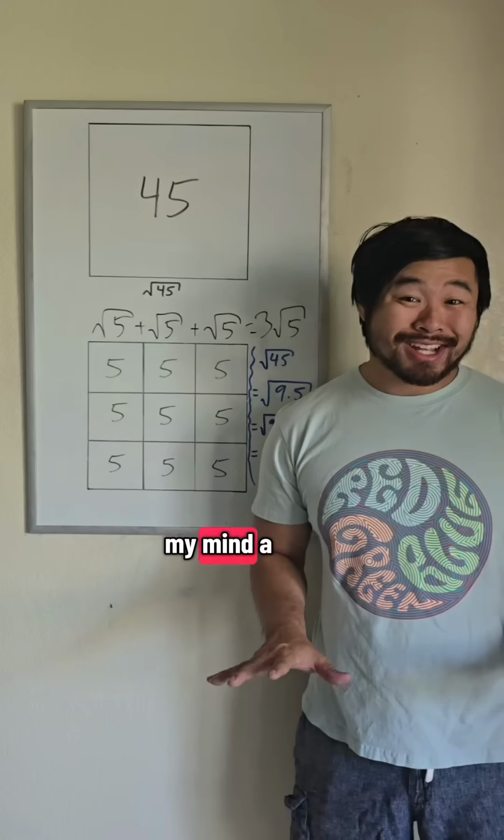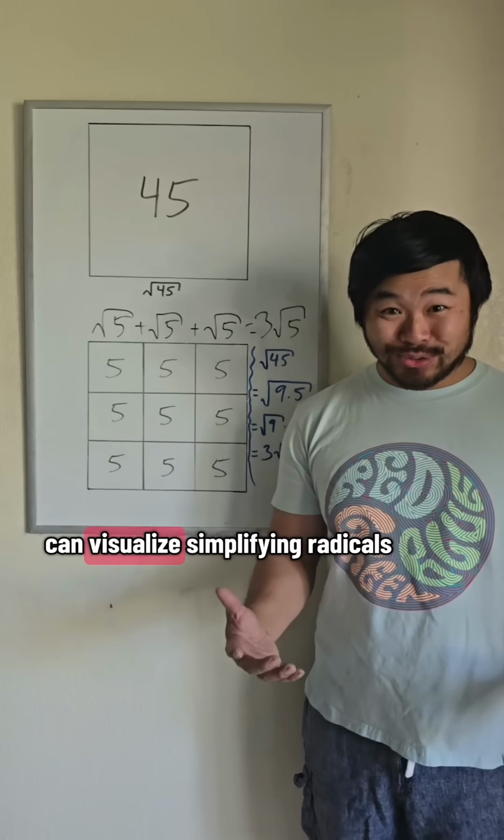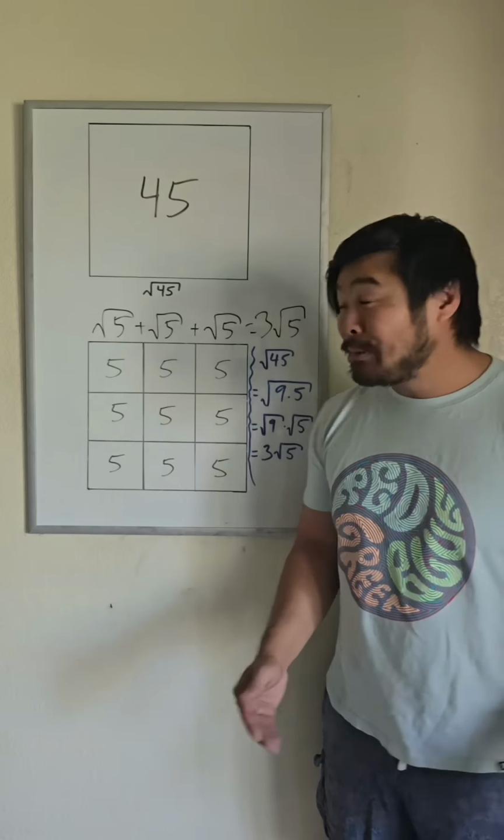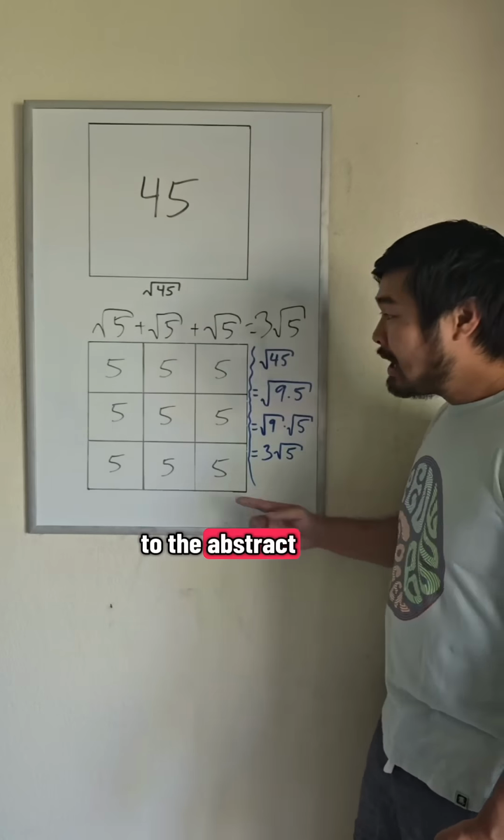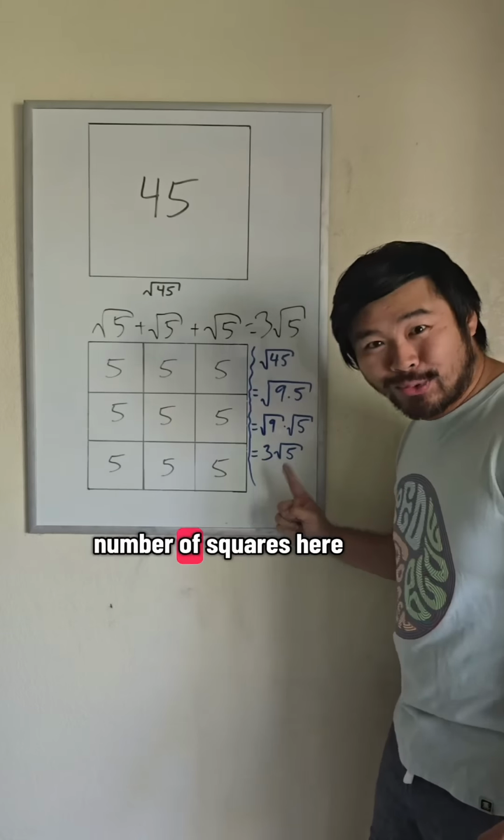So this blew my mind a couple years ago when I found out that we can visualize simplifying radicals. And we can connect the visual to the abstract of why we need a square number of squares here.